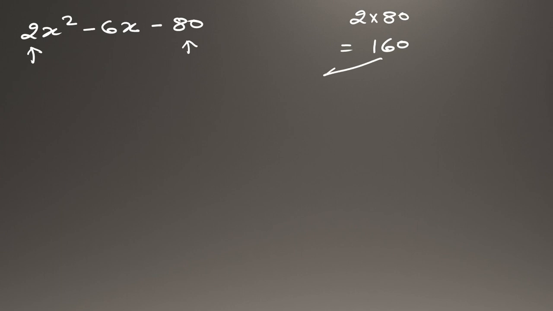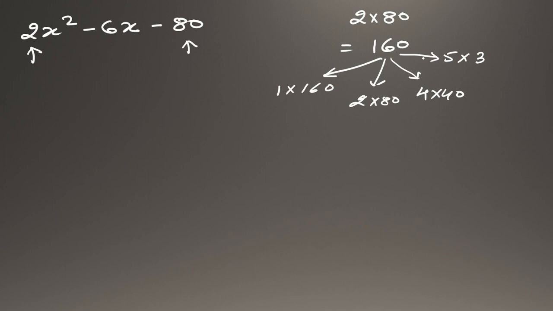Now find all pairs of factors. So the first pair will be 1 and 160. Second pair will be 2 and 80. Third pair, with 3 it is not possible, I guess. 4 and 40 will be the third pair. Then 5 and 32, since 5 3s are 15, 5 2s are 10. 32 will be another pair, and then 8 and 20 will be another pair. Do we have any other pair left? Okay. Why am I writing all these pairs?